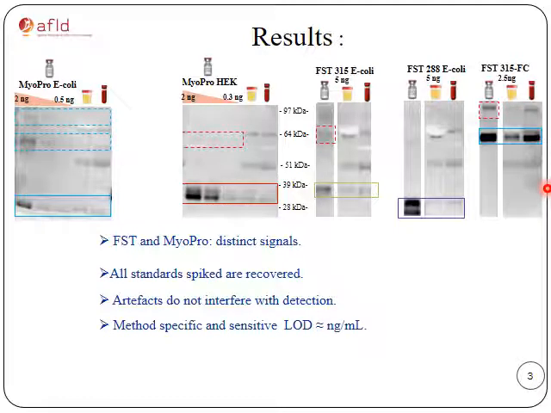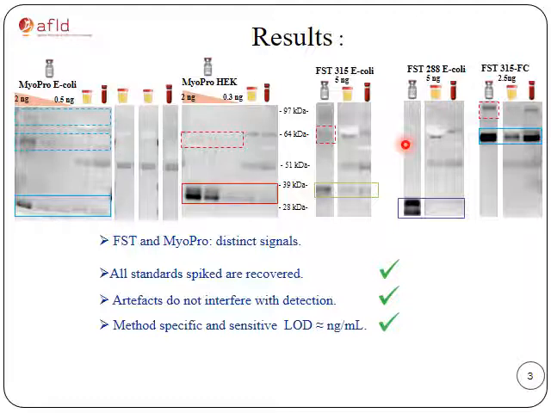So the degree of recovery of myostatin inhibitors is variable depending on the affinity of the antibodies used for the various standards, and seems slightly better in serum compared to urine. Artifacts do not interfere with detection, and the method is reliable, specific, and sensitive, in the order of nanograms per milliliter.